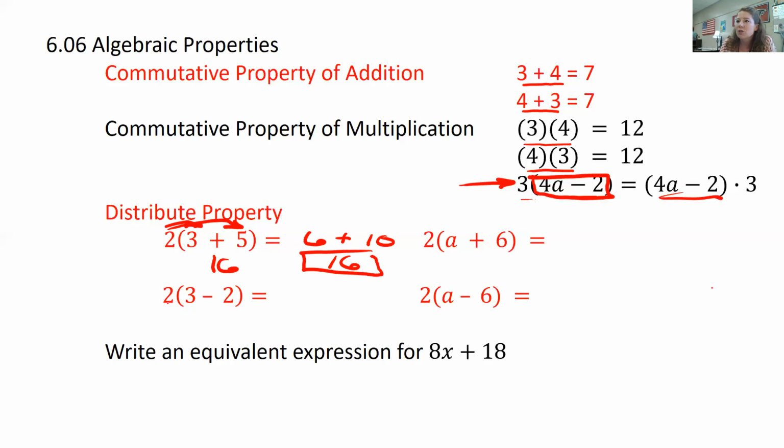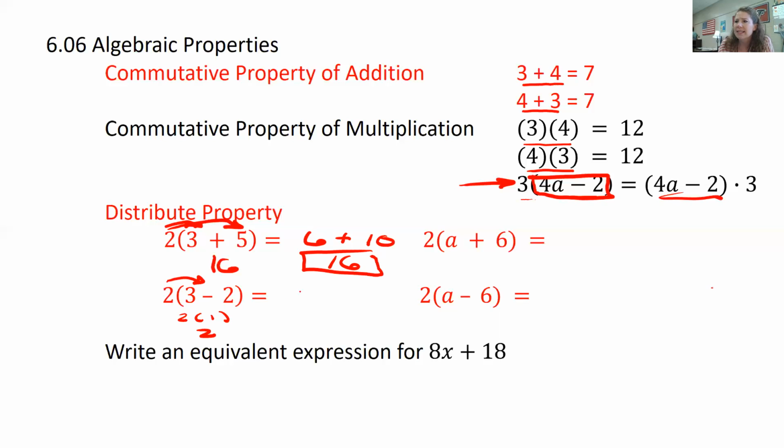All right, let's do the distributive property with subtraction. So first of all, if we weren't using the distributive property, we could subtract 3 minus 2 and get 1. And then 2 times 1 is 2. But let's use the distributive property. Let's say, what's 2 times 3?